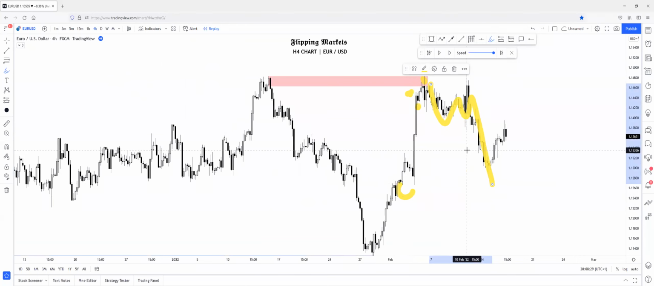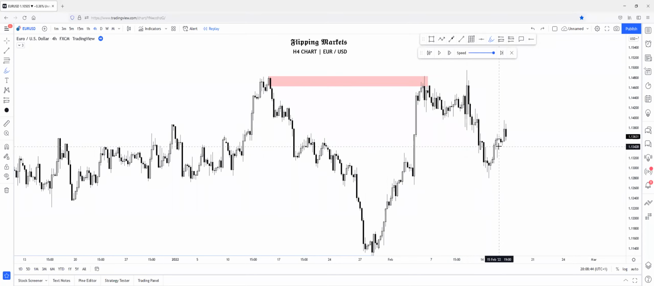So the overall 4-hour main trend and the higher time frame main trend is bearish for us. So we can all agree that the higher time frame trend is bearish. So what does this mean? That the main trend movement will be bearish, so short, and the counter trend movement will be bullish, so long.